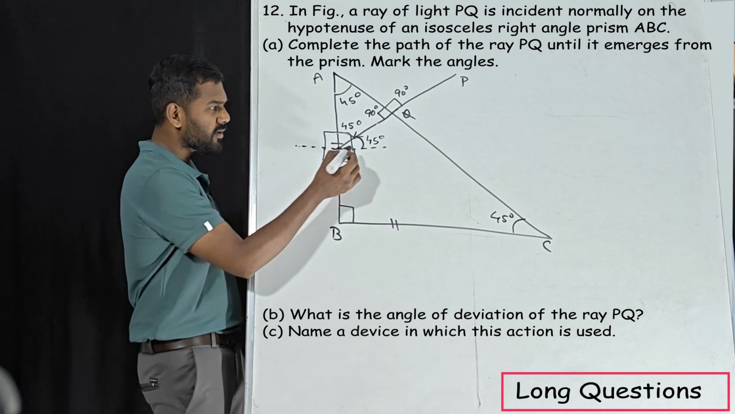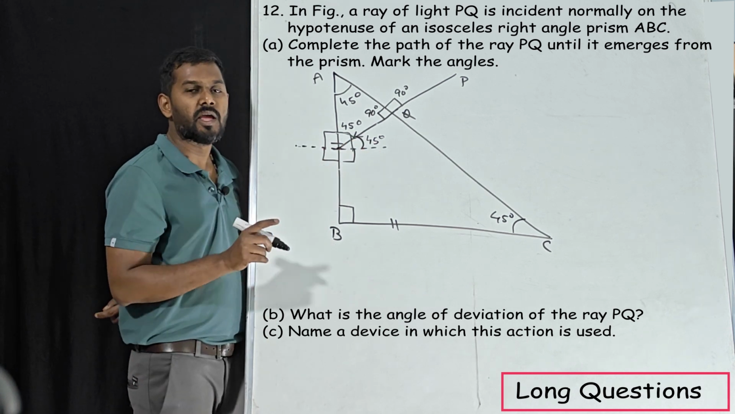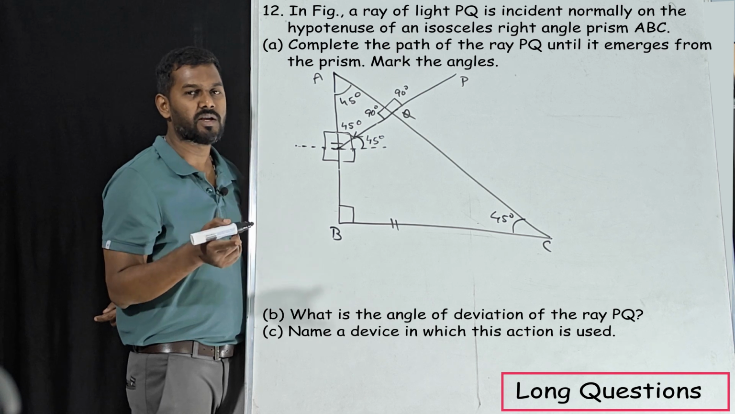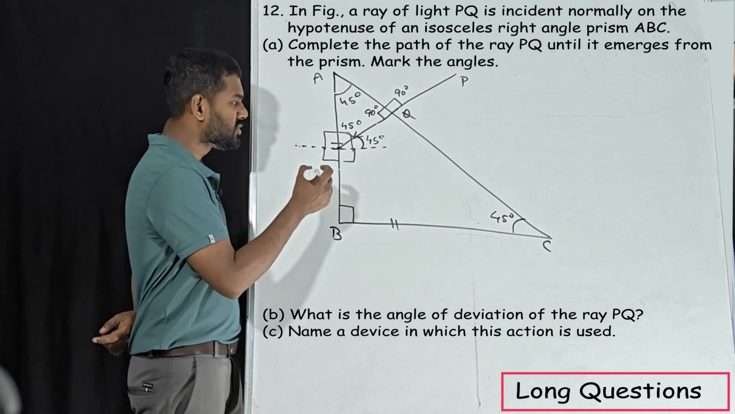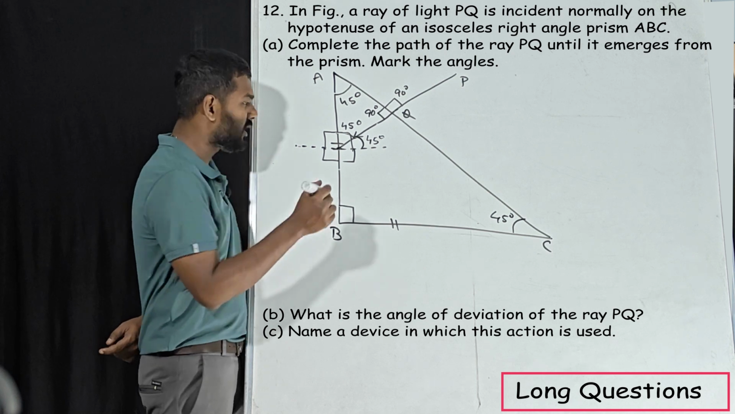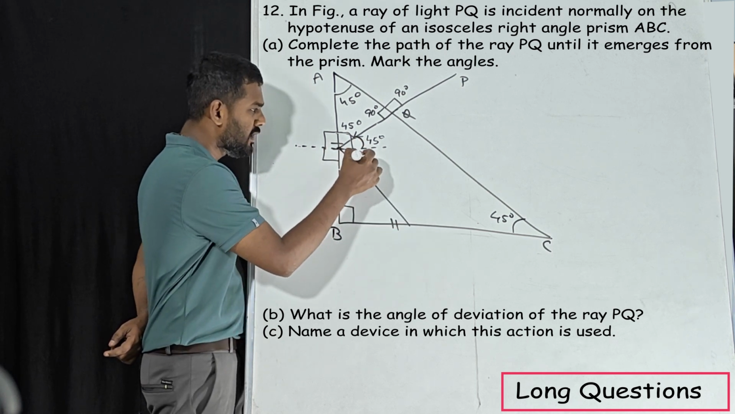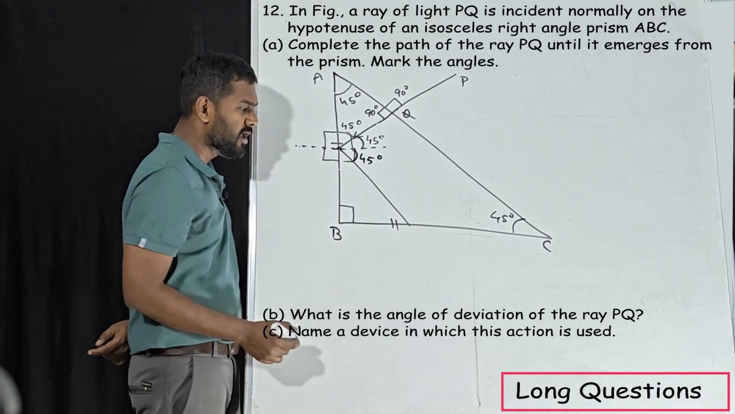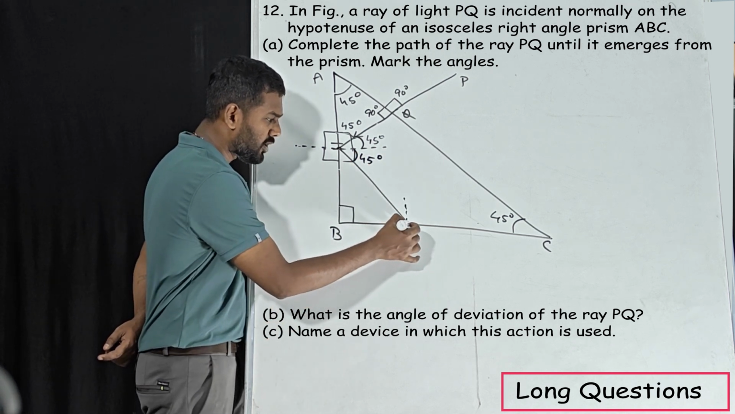Now we got this angle. So what is the angle of incidence now? 45 degree. If the angle of incidence is 45 degree, that is more than the critical angle, so it undergoes total internal reflection with the same angle, 45 degree. Now it has hit here. Again at this point, draw the normal.